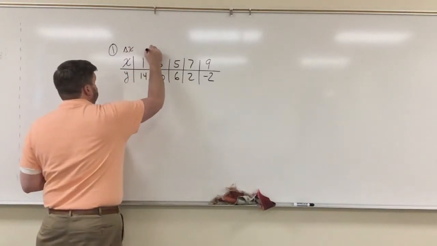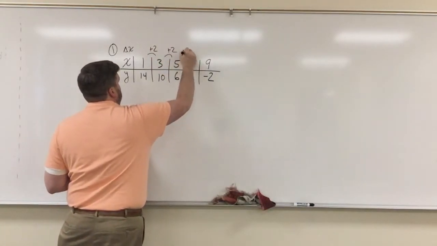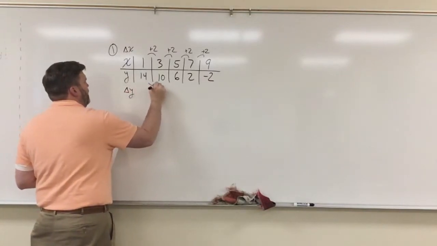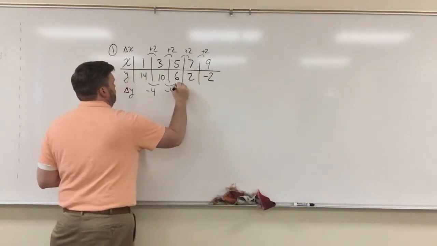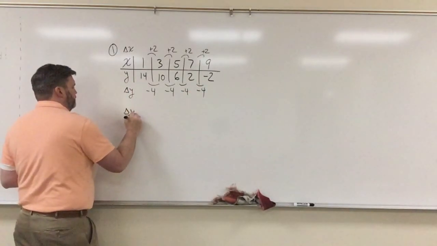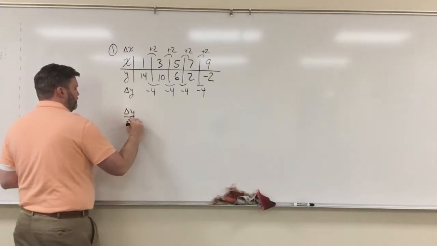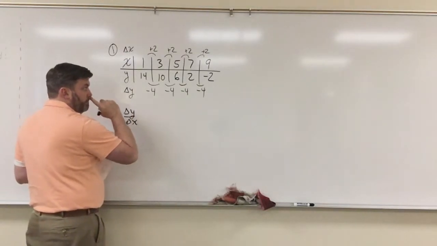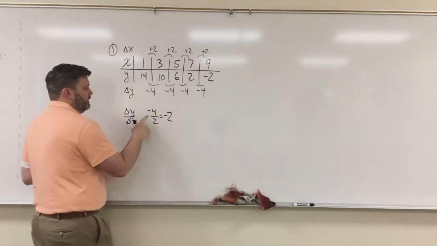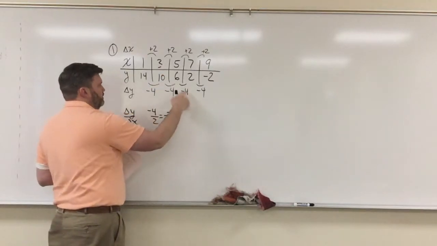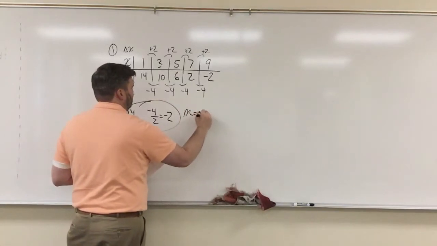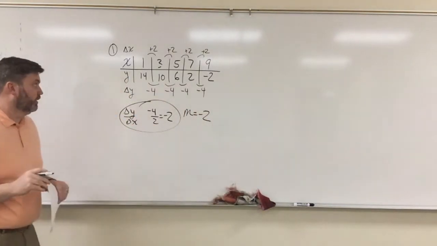Change in x is +2 every time. Change in y is -4, -4, -4, -4. So like a typical problem number 1, this one's pretty routine and boring. Every time our change in y is -4/2, -4/2, -4/2, -4/2. In other words, the slope is -2. So this one is linear.